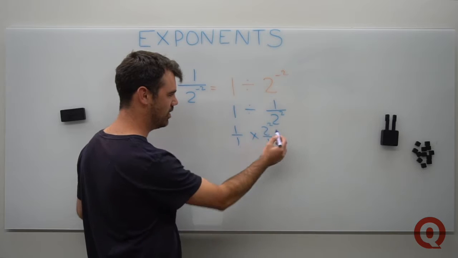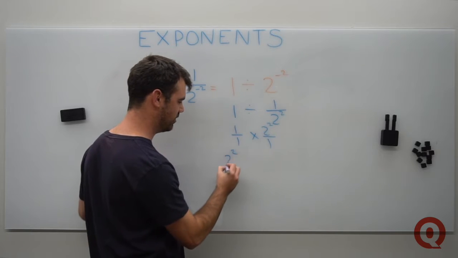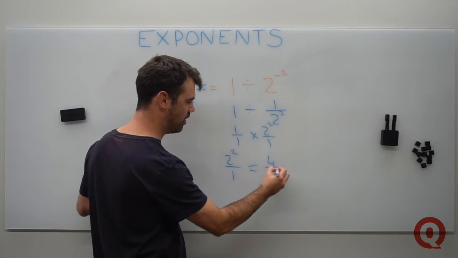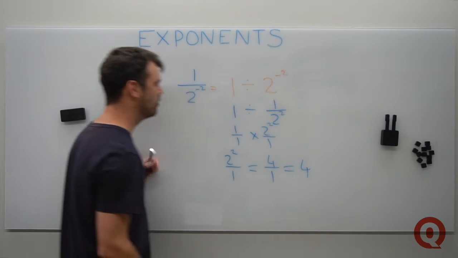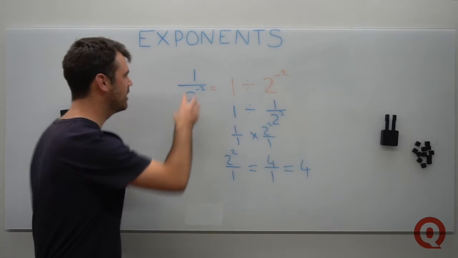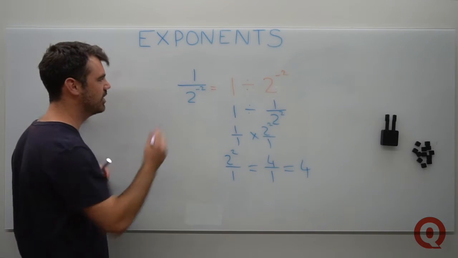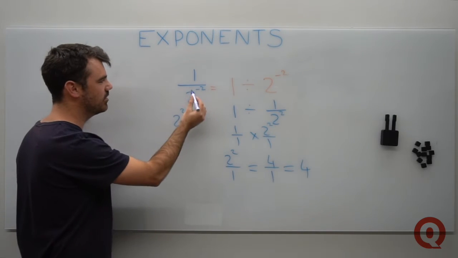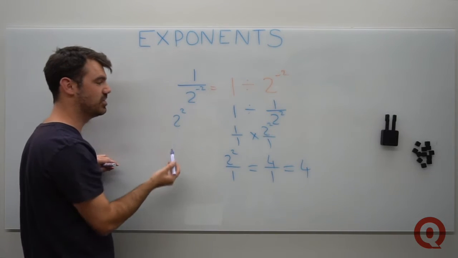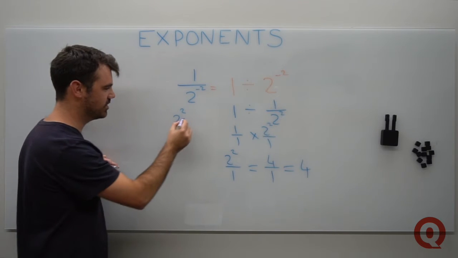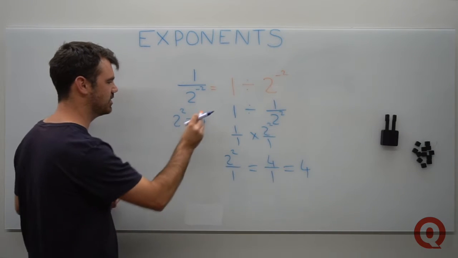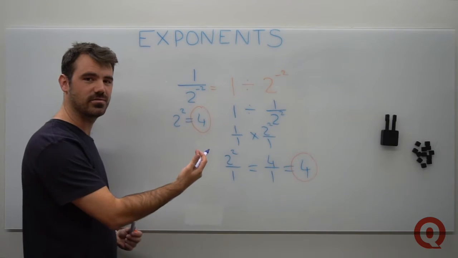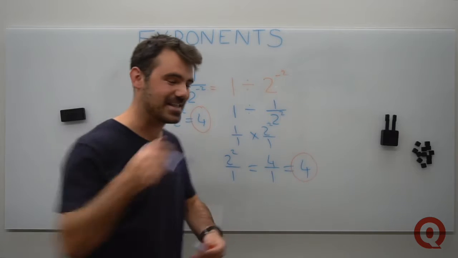What's my answer going to be? Well, 1 times 2 squared is 2 squared, and 1 times 1 is 1. And that equals, what is 2 squared? 4 over 1. What's that equal to? 4. So the reason I'm telling you is that if you have 1 over 2 to the power of negative 2, I said you can bring this to the top, and it becomes positive. So 1 over 2 to the power of negative 2 is the same as 2 squared, which is 4. Notice how these are exactly the same answers. I've just explained it to you so that it makes sense, so that you can now tackle all those sums that you've been given.